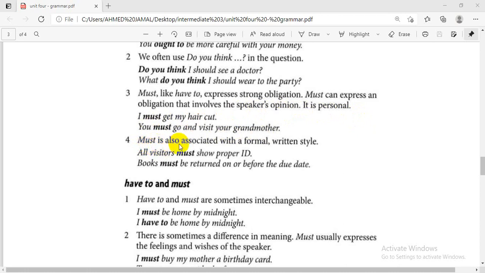Must is also associated with a formal writing style. All visitors must show proper ID. Books must be returned on or before the due date. كذلك must ترتبط بأسلوب رسمي مكتوب. All visitors must show proper ID. Books must be returned on or before the due date.